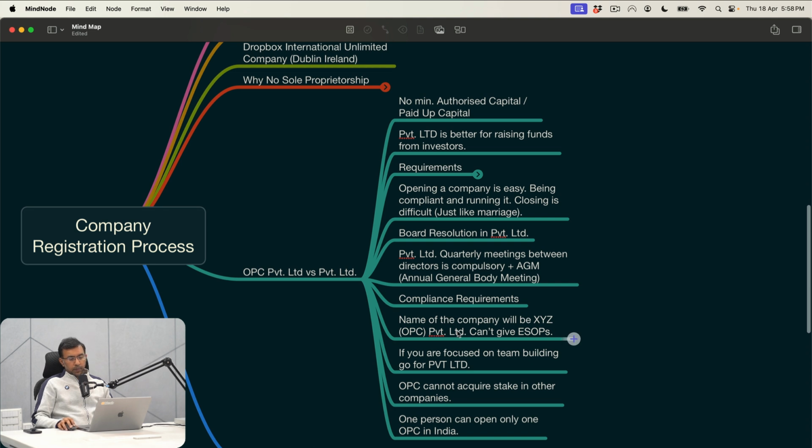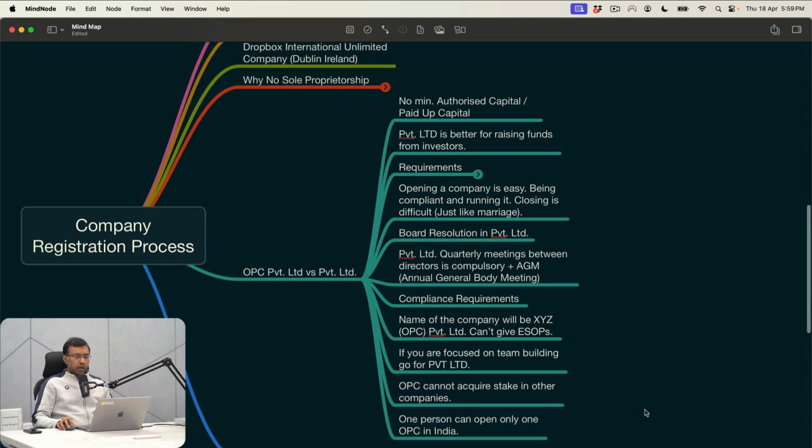So in an OPC private limited company, the name of the company will be XYZ bracket OPC private limited. It can't give ESOPs. And if you are focused on team building, just go for a private limited. OPC also cannot acquire stake in other companies. You cannot even do securities trading with an OPC company. But with a private limited company, you can open a demat account and buy and sell securities in other companies as well. For example, let's say your company has some 50 lakhs in cash lying around. You don't need to put a fixed deposit for it. You can even buy stock with it.